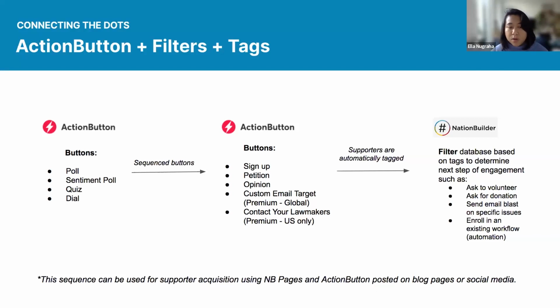So this is what it could look like in terms of setting up those filters and tags. You can create what we call a sequence button. So what we saw earlier, where you have a poll or a quiz, and then it leads into a button where you can collect people's data. So it could be a sign up, a petition, and then people are automatically tagged, and then you can filter based on tags, whether it's the tags on ActionButton, or it can be combined with other criteria in the filters, and you can determine the next steps of engagement. So from there, you can ask them to become a volunteer. You can ask them for donations. You can send an email blast about specific issues and so on.